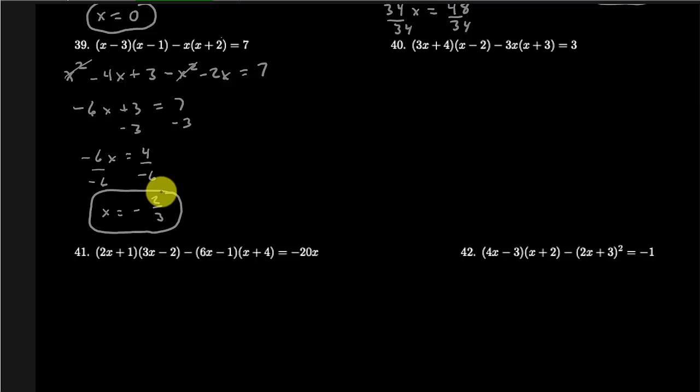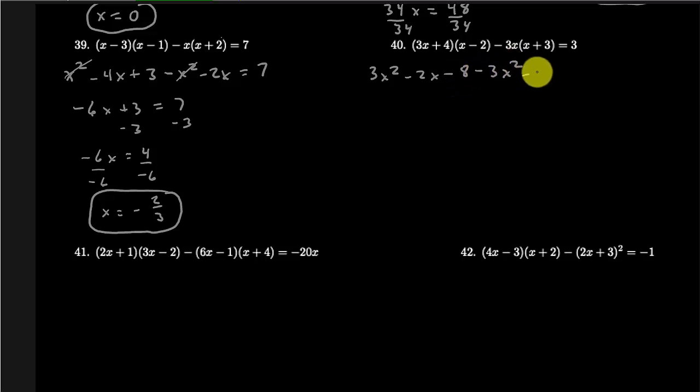All right, we got 10 problems left. Hang in there if you've come this far. All right, we're going to FOIL. So first, 3x times x is 3x squared. And then I've got negative 6x plus 4x is minus 2x. And then 4 times negative 2 is minus 8.